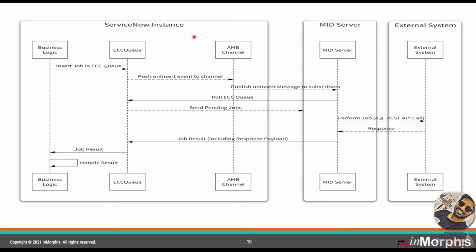Usually this AMB is the main one. Sometimes our AMB is down for many reasons. In customer environments, they do not allow WebSocket communication, and this AMB works based on WebSocket communication. So in that case, if that is not there, then the mid server will communicate in the legacy way.